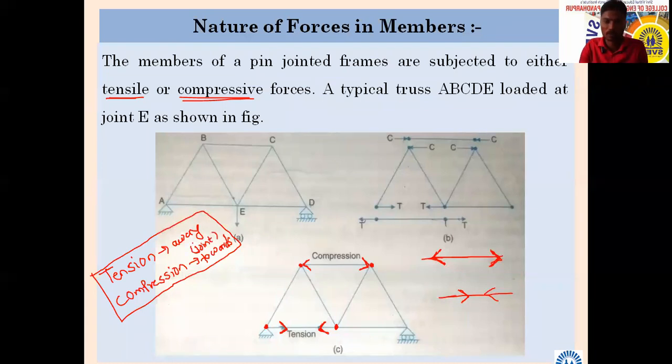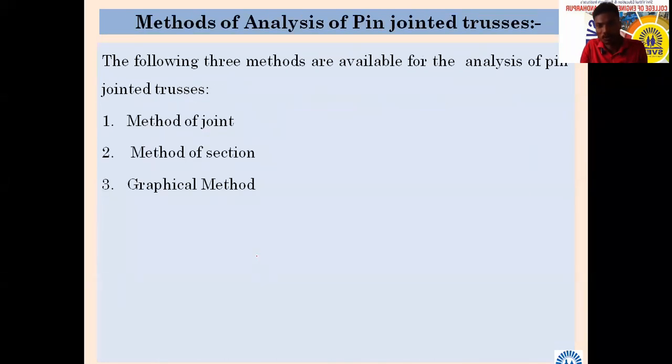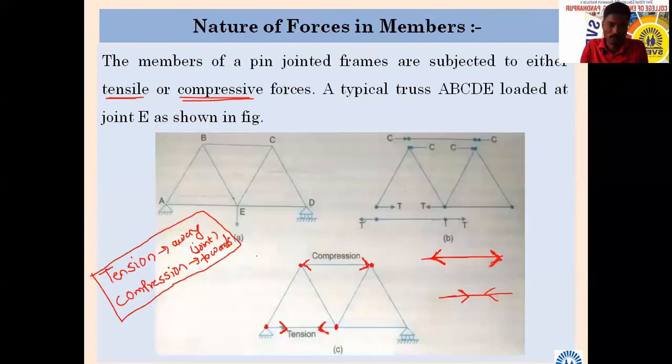Whether it is satisfying in figure मध्ये satisfy होत आहे का away from the joint and towards the joint? Yes, sir. Yes. That is called as tension and compression. Okay. Further, this it is there. Methods of analysis that we will see in next lecture.